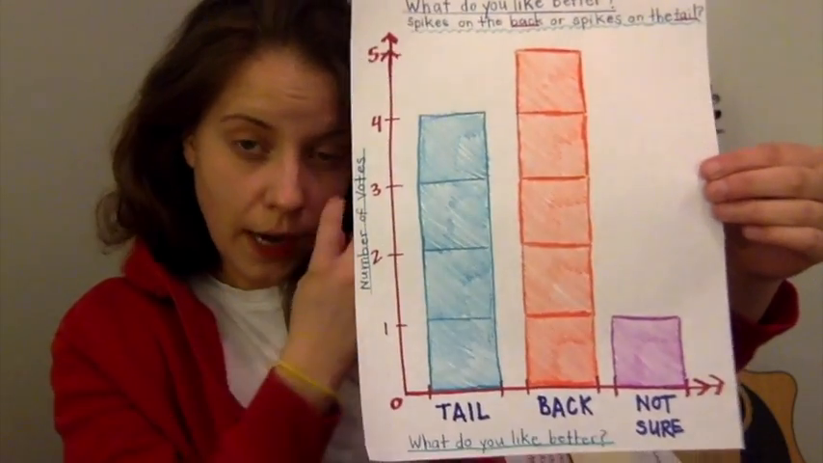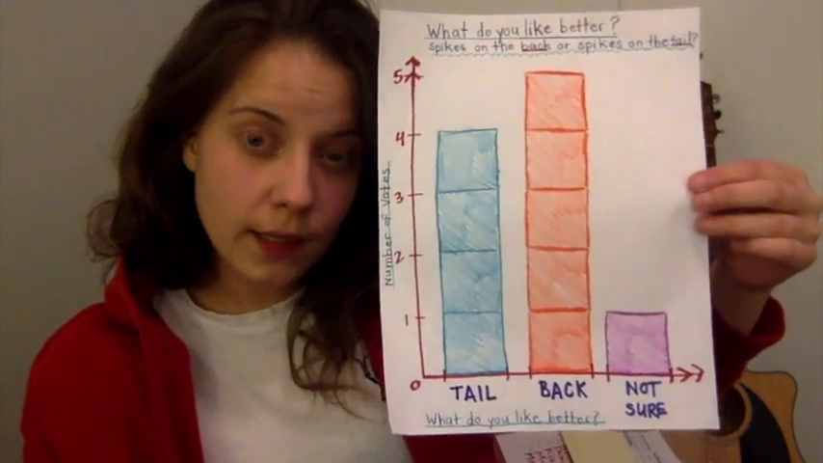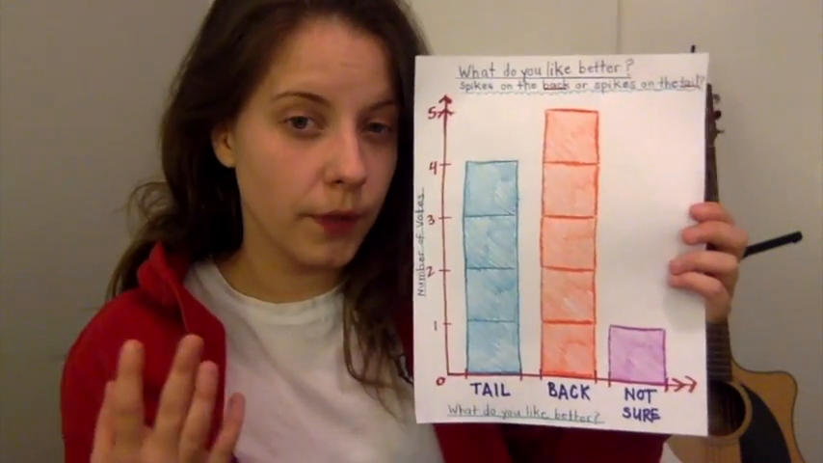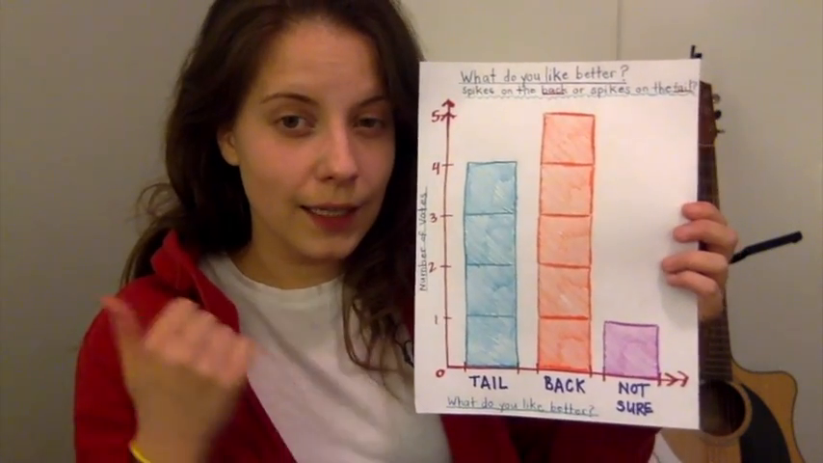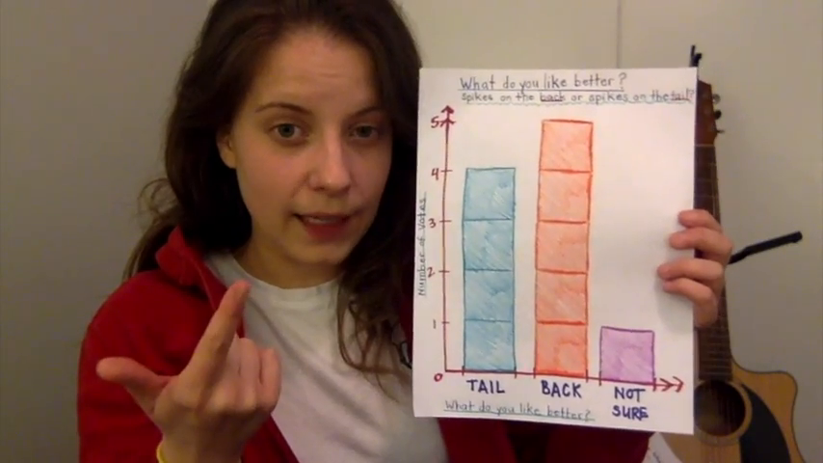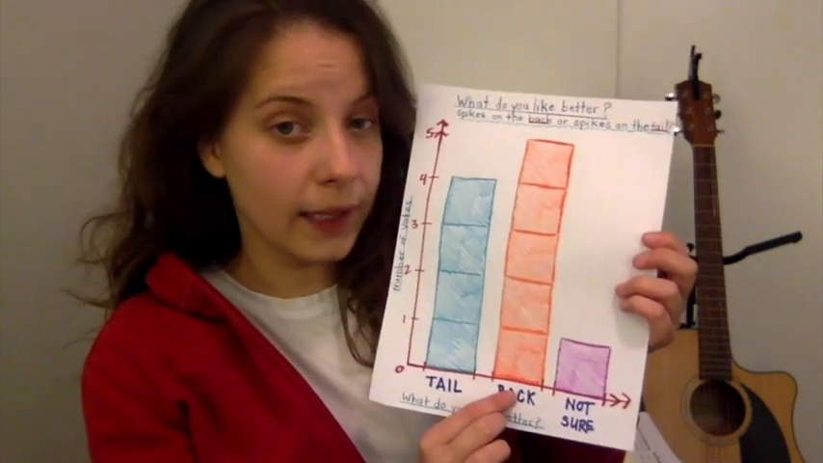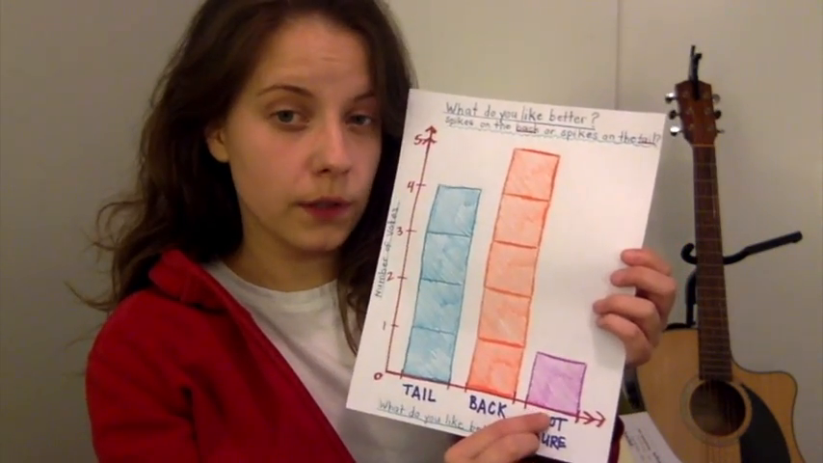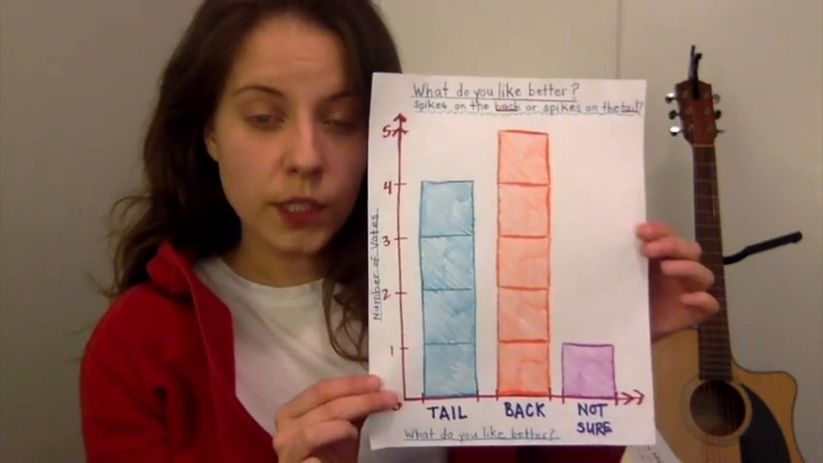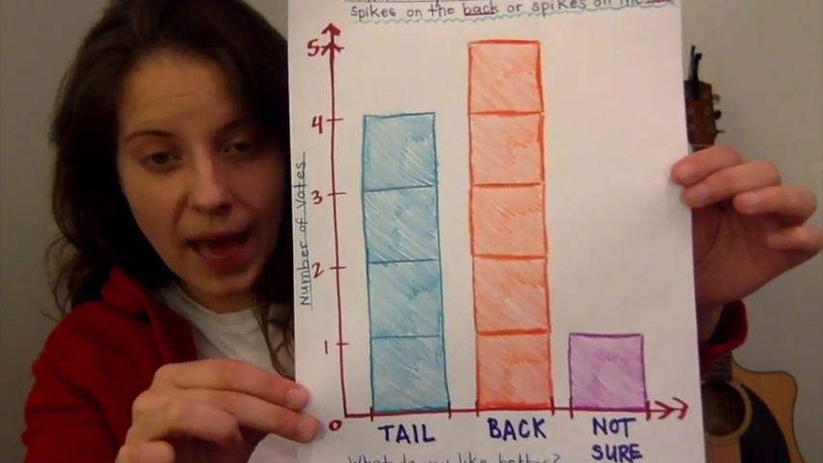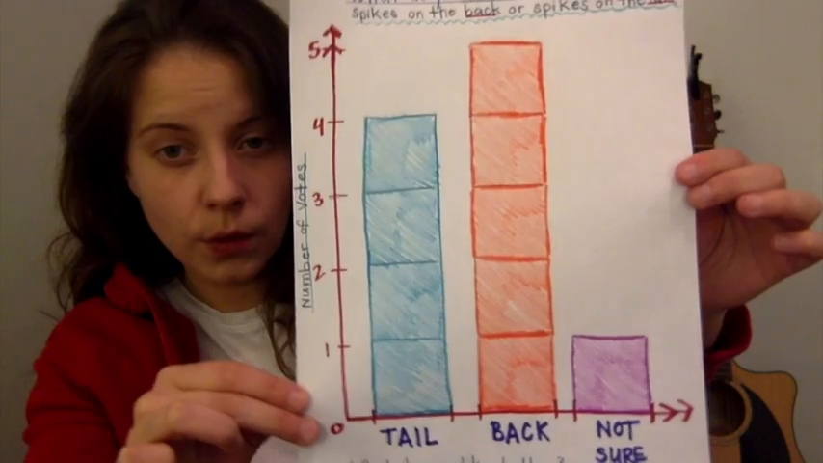So when you look at this graph, what did the most people think was the best? What did the most people vote for? If you had to say tail, back, or unsure, so tail is blue, back is orange, and purple is not sure, which vote was the most popular? The tail, the back, or not sure?